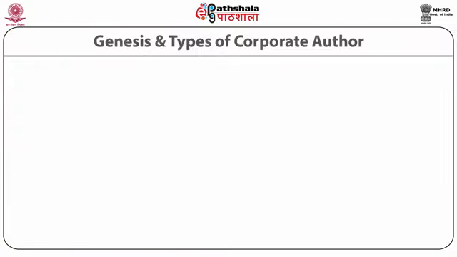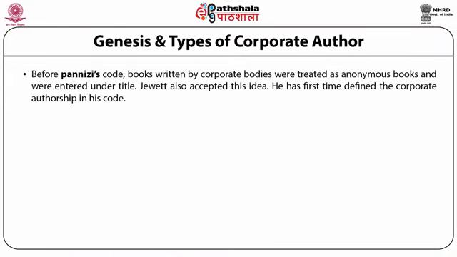In this code, preference was given for entry under place name, but international societies, commercial firms, and some religious bodies were being entered directly under the name. Before Panizzi's code, books written by corporate bodies were treated as anonymous books and were entered under the title. Jewett also accepted this idea. He first defined the corporate authorship in his code.